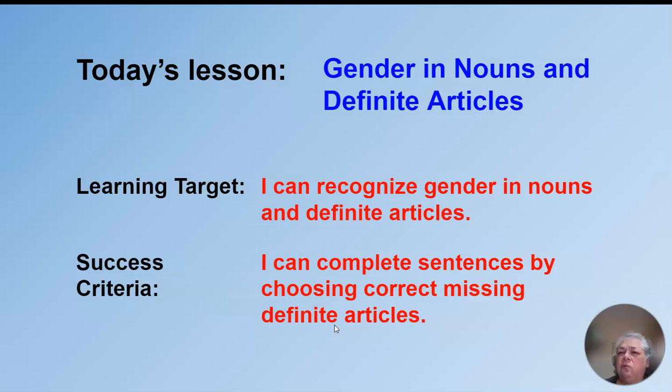Before I tell you how to do that, I want to give you some definitions so that you can follow the class much more easily. The definitions that I have for you are that of noun, definite article, and gender. First of all, what is a noun? Very broad definition: person, place, or thing.